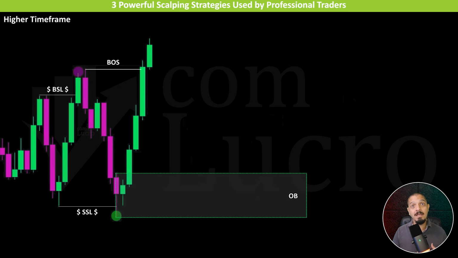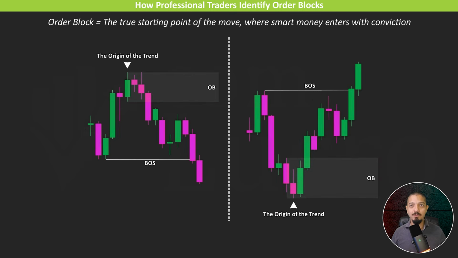More often than not, price revisits this block where it behaves like a demand zone, and smart money steps back into the market. For those who may still be wondering, an order block is a decisional zone where large volumes are positioned right before a major expansion. Because of that, price often reacts or reverses when it returns to these areas.